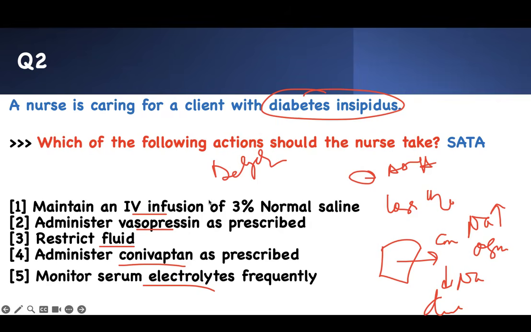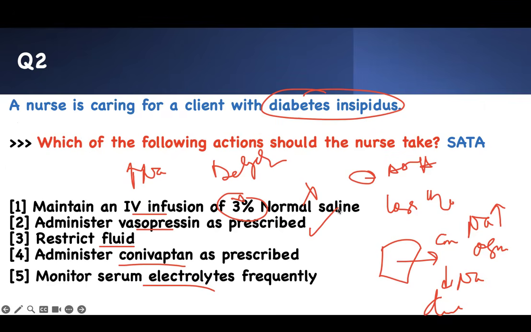What would you do? I've given you the content. Put your answers in the comments. Number 2 is a select or apply. You don't have to pick everything, but let's break down the question and the answer choices. What do you think? Patient sodium is going to be high. Why would you give them 3%? Not indicated. The patient needs vasopressin. We're going to give them vasopressin because they don't have ADH.